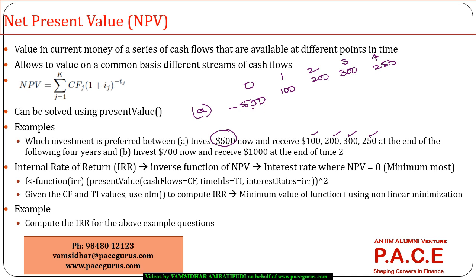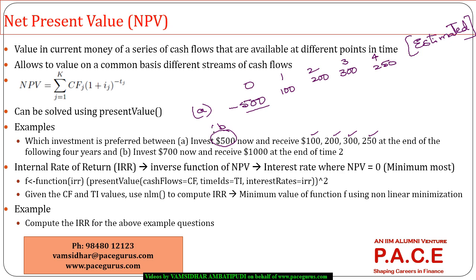This is how this investment of 500 is going to fetch these cash flows for me in future. So these are all estimated numbers only. So I need to have a good amount of understanding of my project so that I can estimate how much cash flows I am going to get in the future.